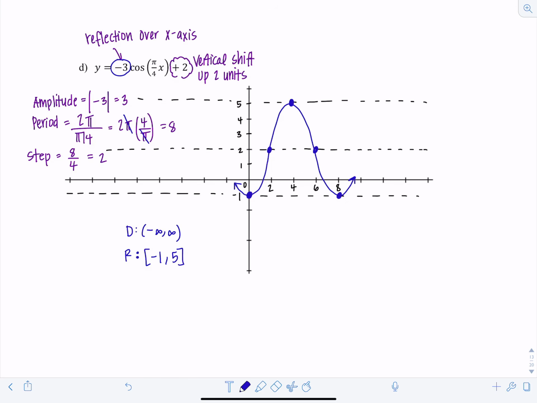Okay, nice job. So practice these, and then in the next section, we're going to graph the remaining 4 trig functions. So stay tuned.